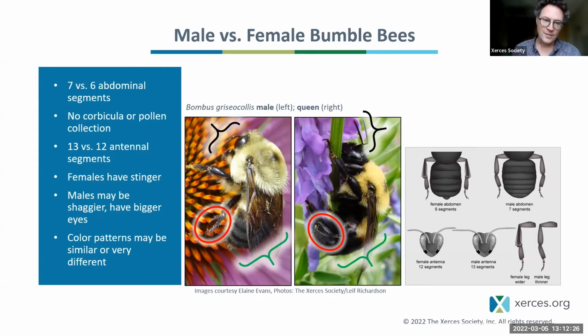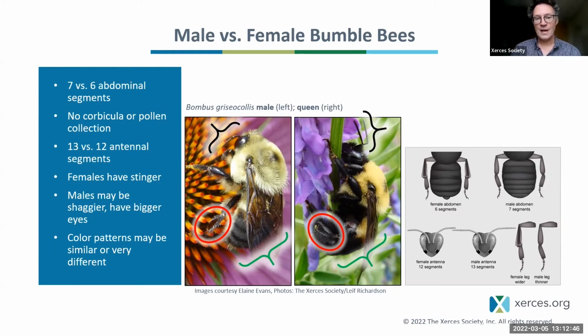You will not see the males harvesting or transporting pollen whatsoever. Males have 1 extra segment in their antenna relative to females, so it's 13 versus 12. That is not an easy thing to count when they're alive and flying, but when they're anesthetized, you can actually make this count before they wake up.